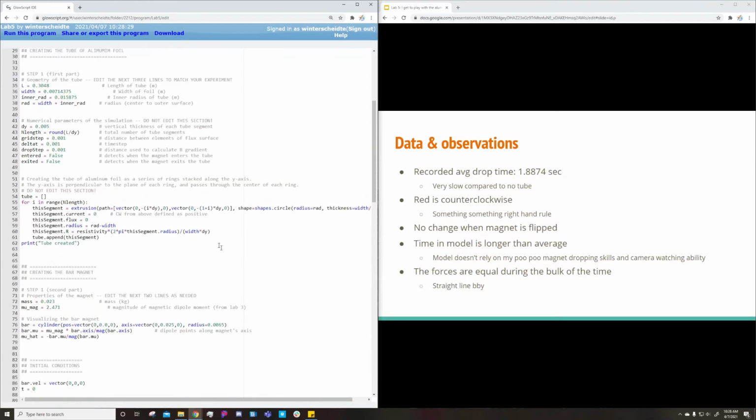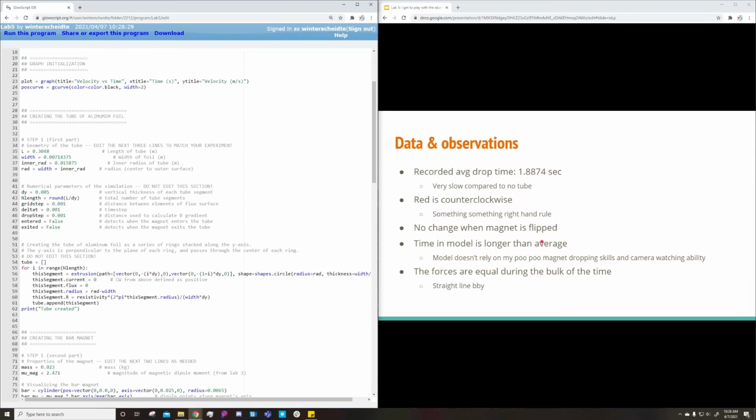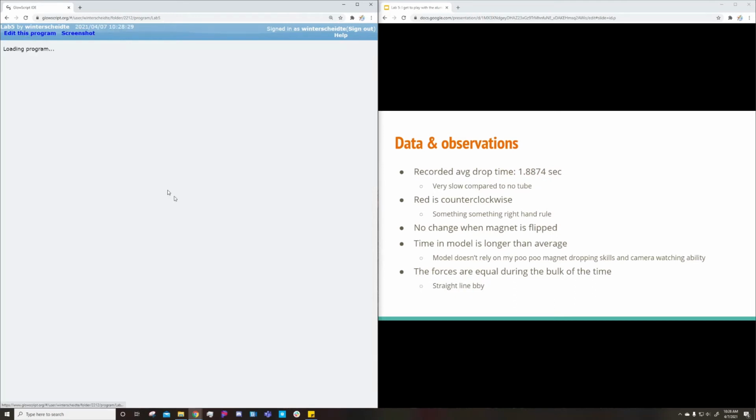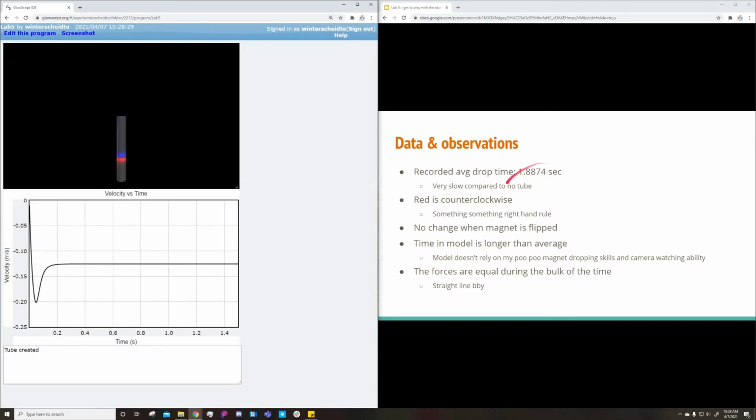And then the time in the model is longer than the average drop time. We have 2.33 seconds versus 1.89. And that's because the model doesn't rely on my magnet dropping skills and my camera watching abilities. And also, there's all sorts of other things that we don't account for in real life in this model.